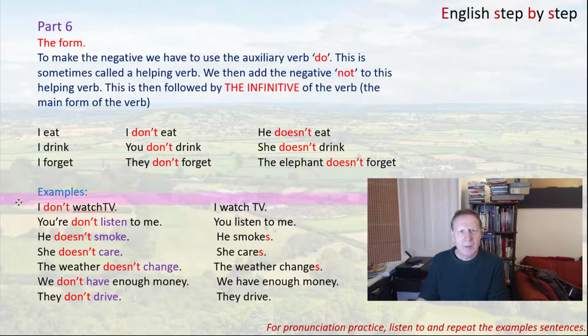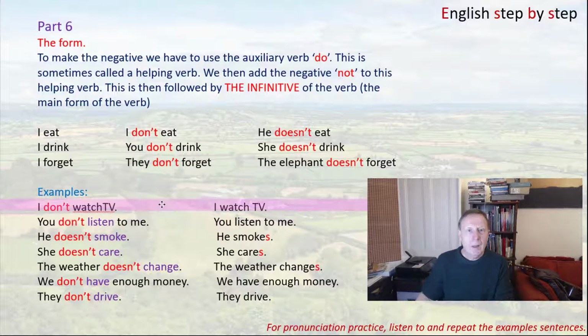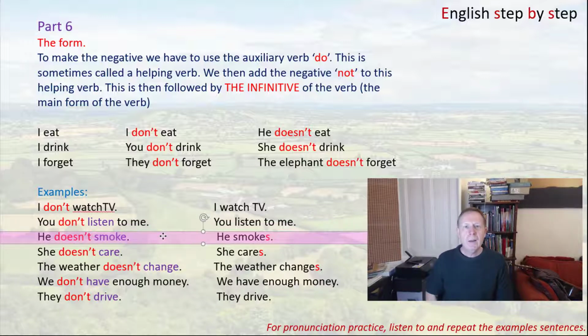So let's look at some examples here at the bottom. I don't watch TV is the negative. I watch TV is what we call the affirmative. You don't listen to me, and the affirmative, you listen to me. Now, in the third example, you can see he doesn't smoke, and then the affirmative is he smokes.